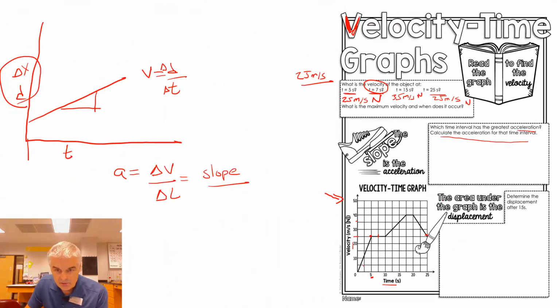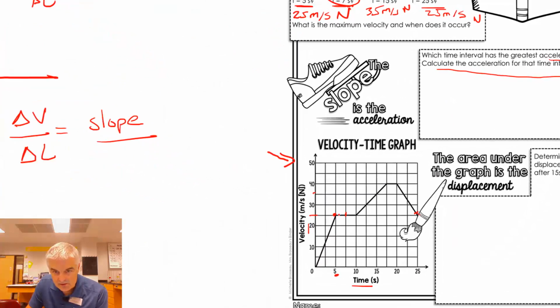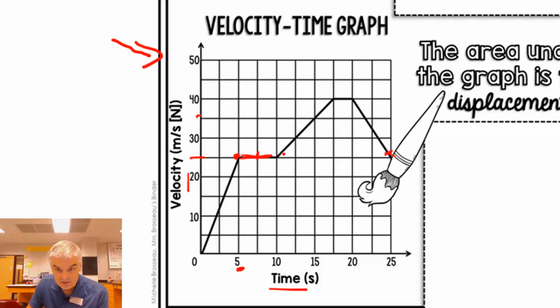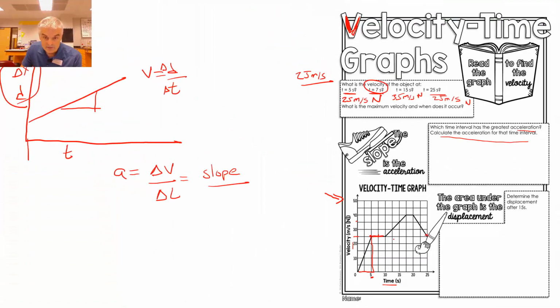So what we're looking for is the steepest part of this curve. This right here, of course, has a slope of 0. So there is no acceleration right here. We'll talk a little bit about what this means. So the steepest part of this is this beginning part, right? So it's from here to here. All right, so the time interval is from 0 to 5 seconds.